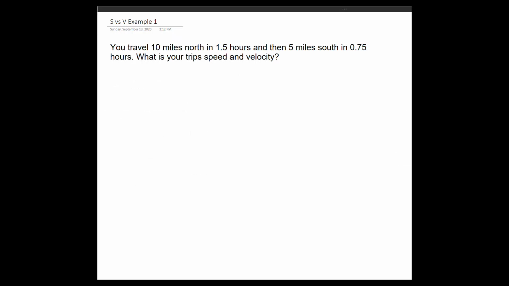In this next example, we're traveling 10 miles north in an hour and a half and 5 miles south in 0.75 hours. We're going to calculate the trip speed and velocity. So we go 10 miles north and 5 south. Always a good idea to draw a picture out.